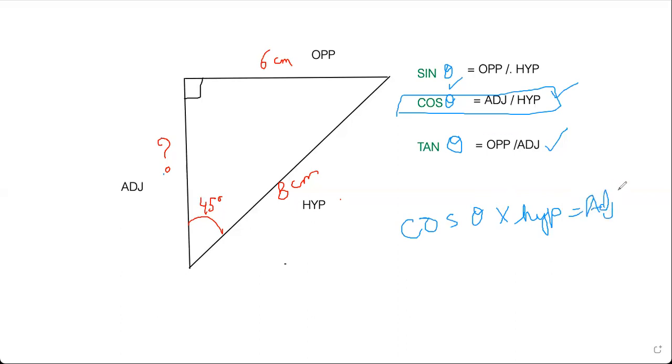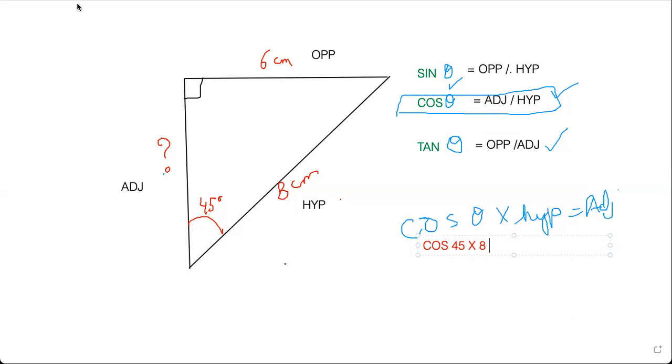You can put everything into the calculator. How do you put the values? Cos theta, so you write cos in the calculator. What is theta? Theta is the angle, 45. Multiply by hypotenuse. What is hypotenuse? 8. You can put this whole thing in your calculator and you will get the answer for the adjacent. You can easily find adjacent with this formula.